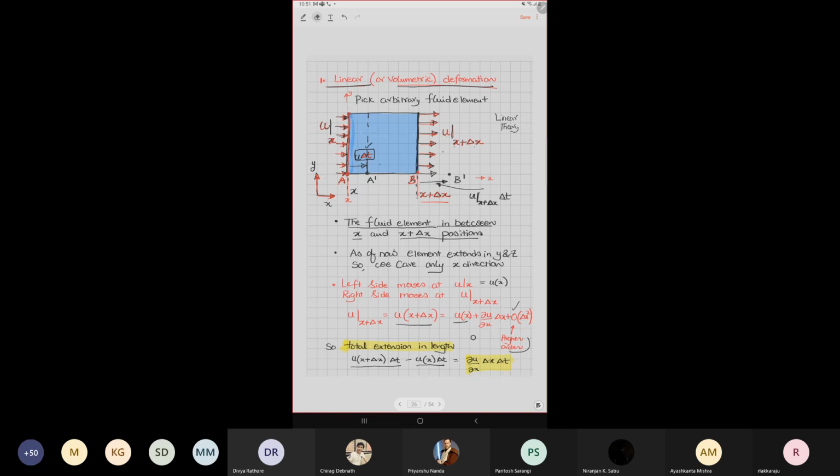Now, if I would like to find how much expansion happened in between these two surfaces, what am I supposed to do? Subtract u at x plus delta x times delta t minus u at x times delta t, which gives me del u by del x multiplied by delta x multiplied by delta t plus order of delta x square delta t. This is the way it has to be. Any confusion till this part? Okay, fine.